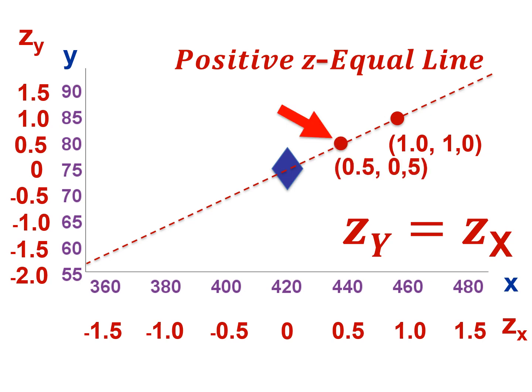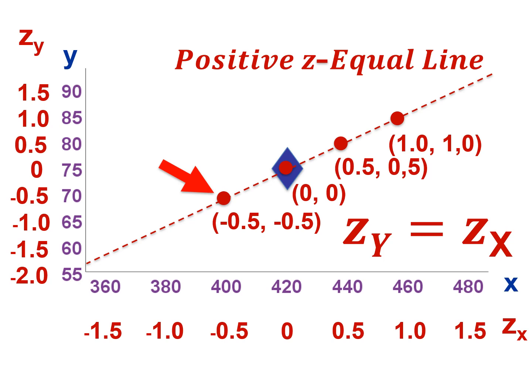Here's another point on the line. The coordinate for c of x is 0.5. And the coordinate for c of y is also 0.5. The point of averages is on the line because its standardized coordinates are 0 and 0. Here is another point with coordinates negative 0.5 and negative 0.5. And another point with coordinates negative 1 and negative 1. I could go on forever, but you get the point. For every point on this line, its coordinate for c of x is equal to its coordinate for c of y. That's why it's called the c equal line.